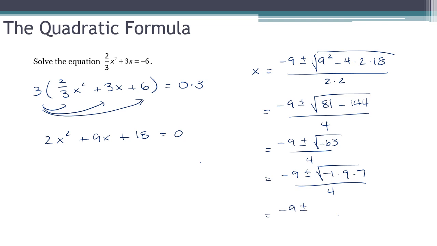The square root of 9 is 3. The square root of negative 1 is i. And the square root of 7 stays behind. There you go. There's my answer. So fractions, don't try dealing with them, right? Just multiply through by whatever the denominators are, clear them out, then go to the formula, and it's going to be a whole lot simpler.